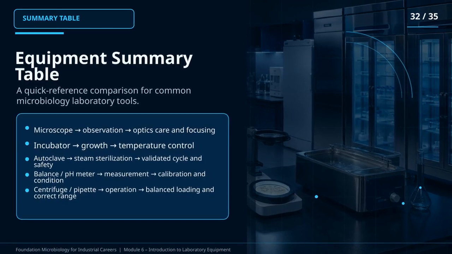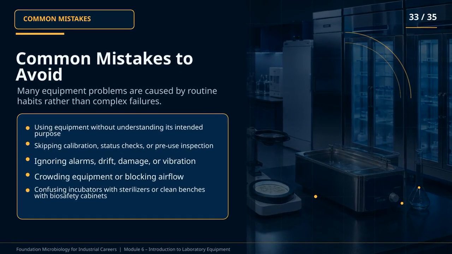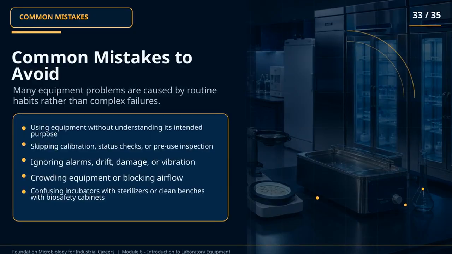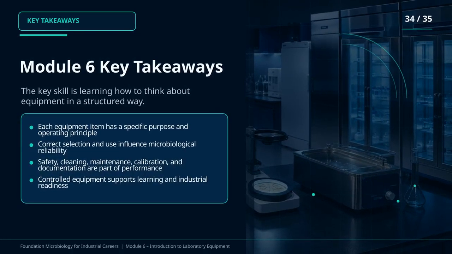The equipment summary highlights the main purpose and key control point for common laboratory tools. For example, microscopes require optics care, incubators require temperature control, autoclaves require validated cycles, and pipettes require correct range selection and calibration. Many equipment problems are caused by routine habits rather than complex failures. Avoid using devices without understanding their purpose, skipping status checks, ignoring alarms, blocking airflow, loading chambers incorrectly, or confusing equipment with different safety functions. The key skill is learning to think about laboratory equipment in a structured way.